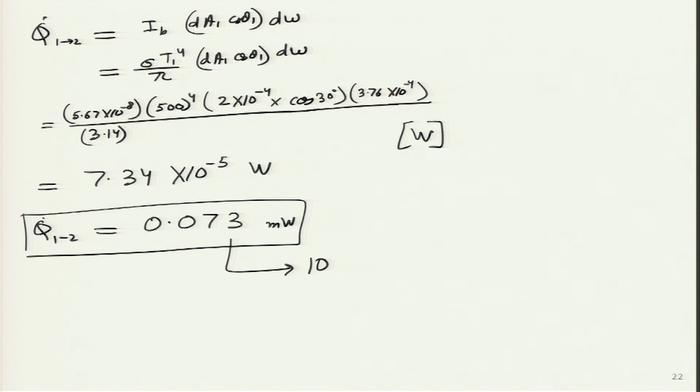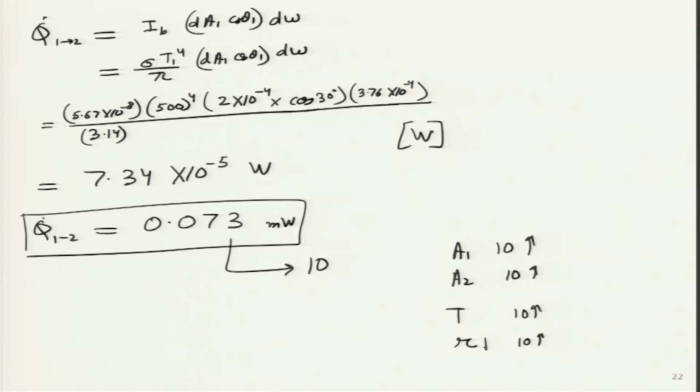If I want to increase it by 10 times, what are the things that I can do? I can increase area A1 10 times, I can increase area A2 10 times, I can increase the temperature of the surface itself, not 10 times, but such that T raised to the power 4 is increased 10 times. Another thing I can do is reduce the distance between them such that 1 by r square increases 10 times. So the distance will go down, temperature will increase, and the areas will increase.